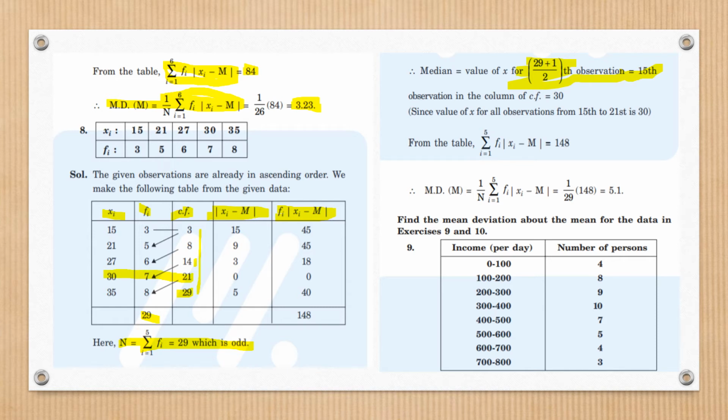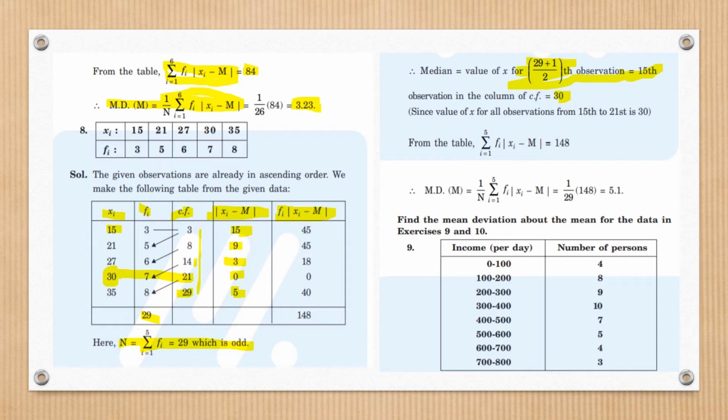So we need to see the observation. 30 is there, which is your required median. Okay, so 30 is the required median. So let us see now |Xi minus M|, like 15 minus 30, as we are taking mod, so it is 15, 21 minus 30 is 9, 27 minus 30 is 3, 30 minus 30 is 0, 35 minus 30 is 5. So mod is taken, so everything is positive.